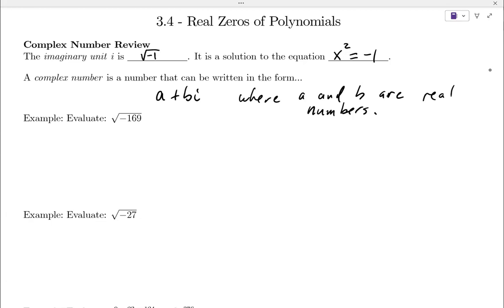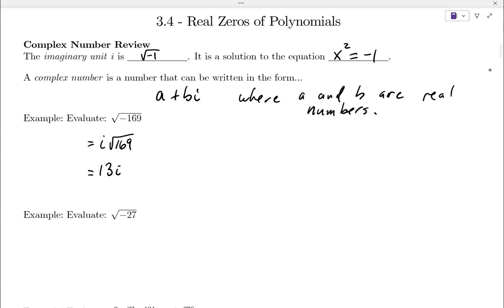So if we wanted to evaluate something like the square root of negative 169, what I would encourage you to do every single time is take care of the negative under the radical first, and then simplify like you would any other radical. So if I take the negative out, that gives me an i times the square root of 169. Square root of 169 is what? It's 13? Yeah. So that would just be 13i.